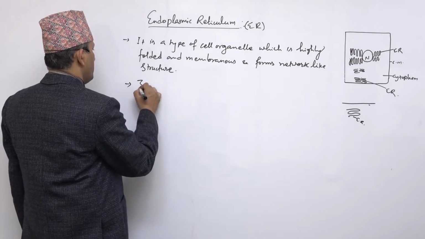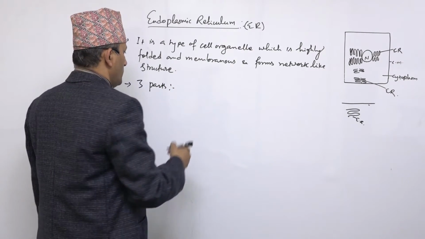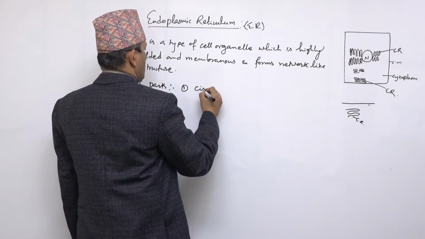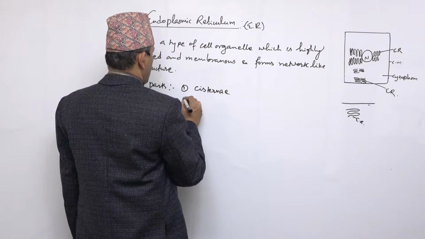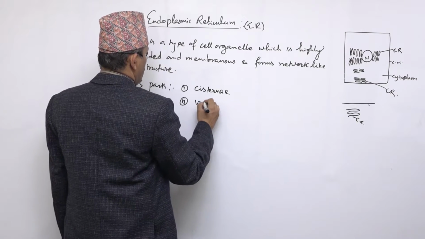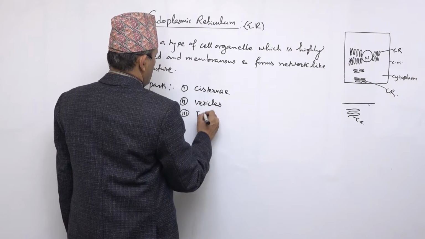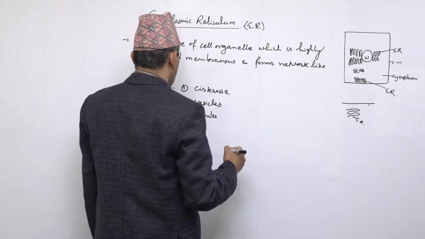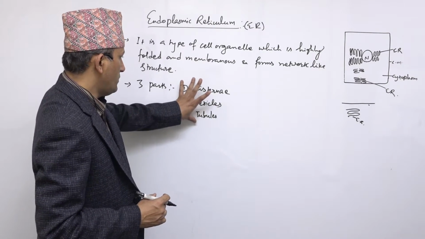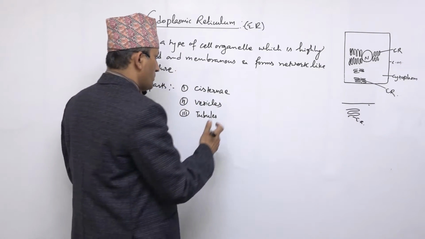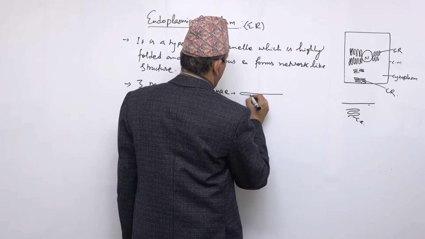If you see the structure of the endoplasmic reticulum, it consists of three different parts. Three parts of the endoplasmic reticulum. One is cisternae, second vesicle, and tubules. These three are the different parts of endoplasmic reticulum.